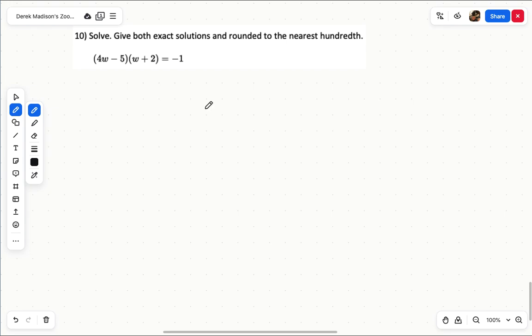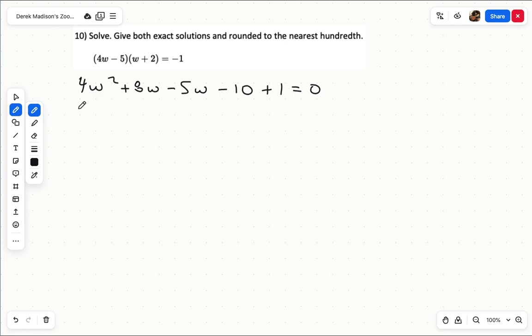And then this last one is just kind of the same thing. So again, it's asking, give both exact and rounded answers. For this one, we just have to remember we need to FOIL this and then incorporate that negative 1 over. That's the only thing that's different about this, just to get it in that standard form. So foiling, we'll go 4w times w and get 4w squared plus 8w. On the inside, we got minus 5w, and on the end, we got minus 10. And then I'm going to go ahead and add that 1 over to this side, just so I don't have to rewrite all that, equals 0.